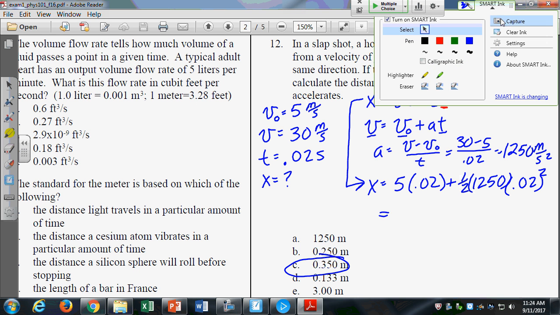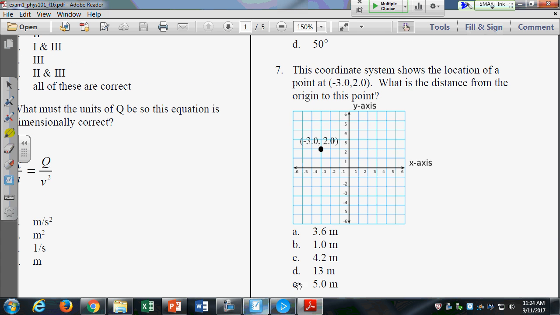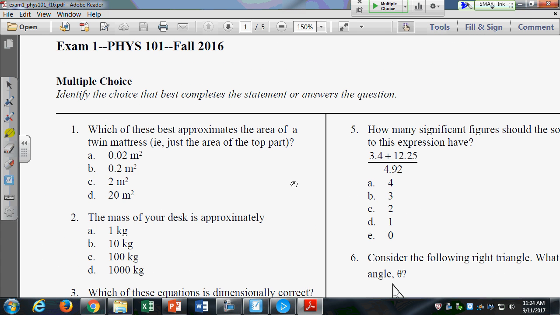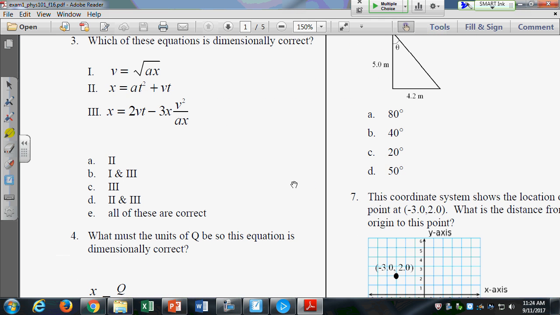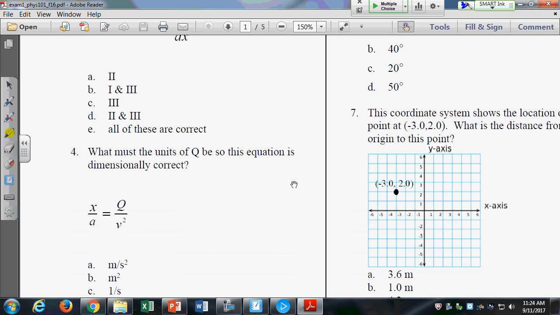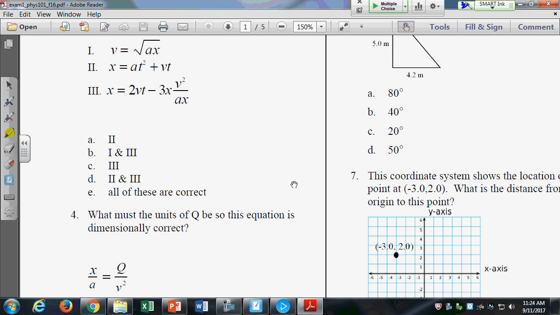All right. What else, people? What's a weak point for you? Dimensional analysis, trigonometry, sig figs. Dimensional analysis? I think that's what everybody said. Yes, let's look at dimensional analysis. It seems like it should be easy, doesn't it? It seems like it should be easy.